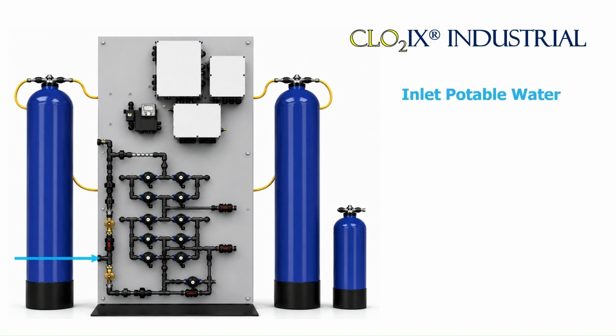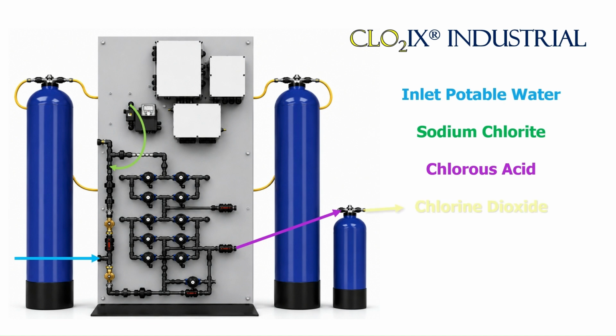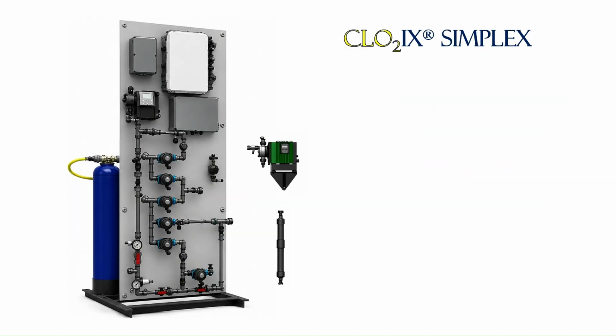The process begins with potable water. Sodium chlorite is diluted to approximately 1,250 milligrams per liter. Ion exchange converts this into chlorous acid. The catalyst then converts chlorous acid into chlorine dioxide at a safe concentration of about 700 milligrams per liter. The duplex regeneration system allows continuous production by automatically switching vessels when one becomes exhausted. The waste regenerant is flushed to drain as part of the regeneration process.